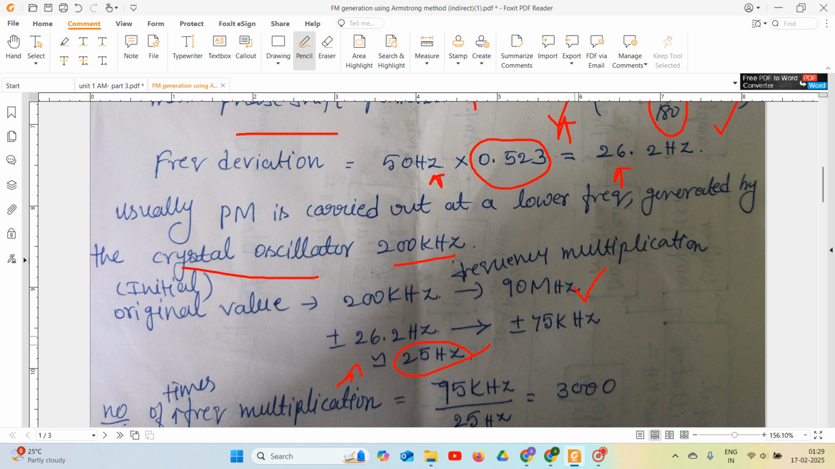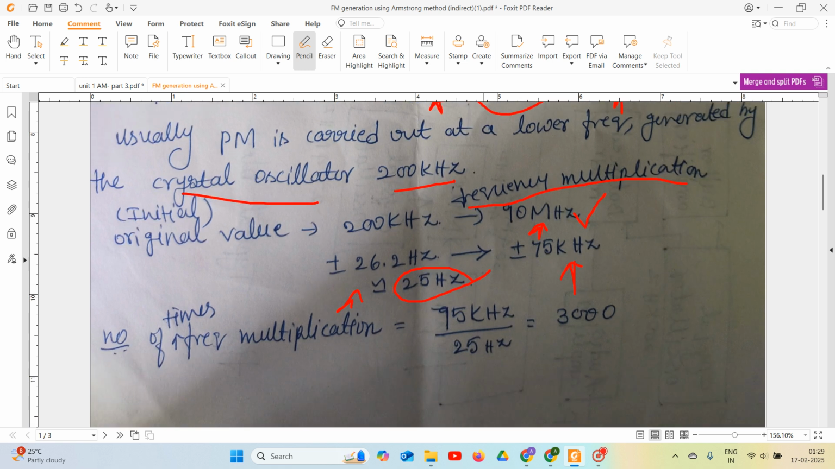But my required specification is plus or minus 75 kilohertz frequency deviation. What do we have to do? From the low frequency I need a very high frequency, from kilohertz to megahertz, and from hertz to kilohertz of frequency deviation. In order to get that, we have only one option, which is frequency multiplication. How many times do I have to multiply the frequency? To find that out, we do a division operation.